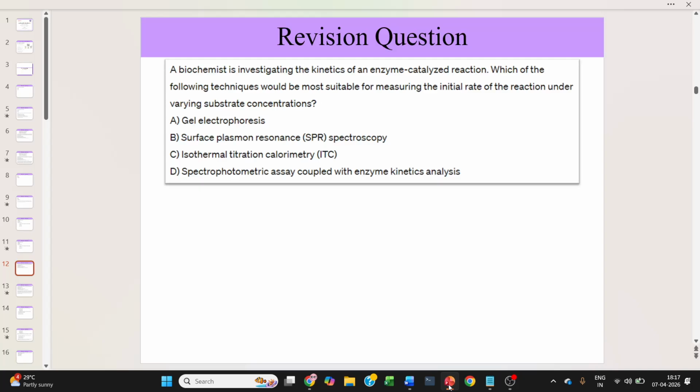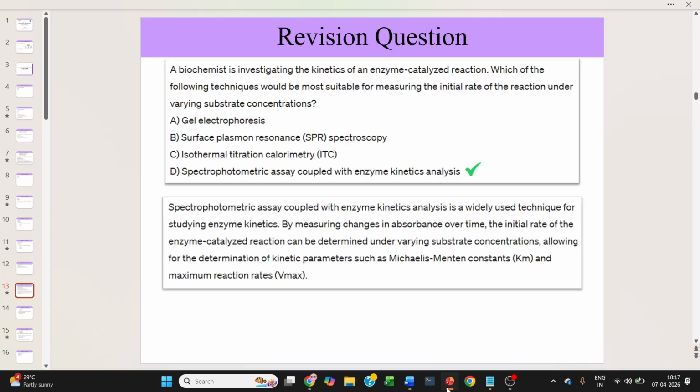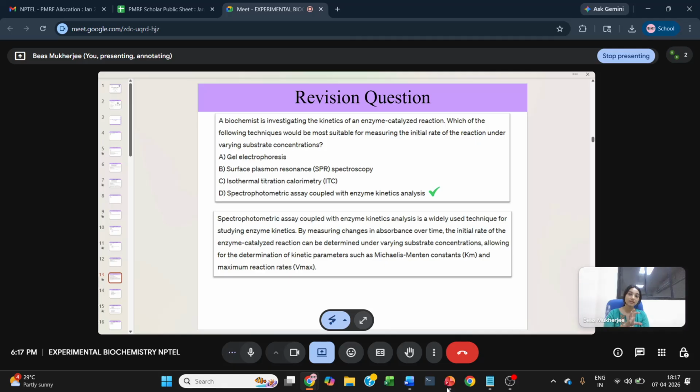So let's look at the right answer. The right answer is the fourth one, that is, spectrophotometric analysis coupled with enzyme kinetics, which is widely used as a technique for studying enzyme kinetics. By measuring changes in the absorbance over time, the initial rate of the enzyme catalyzed reaction can be determined under varying substrate conditions, allowing for the determination of kinetic parameters such as the Michaelis-Menten constant and maximum reaction rate, that is Vmax.